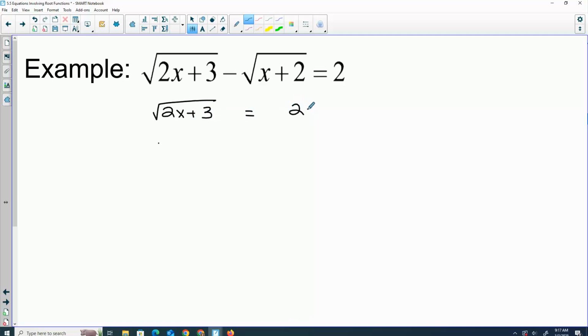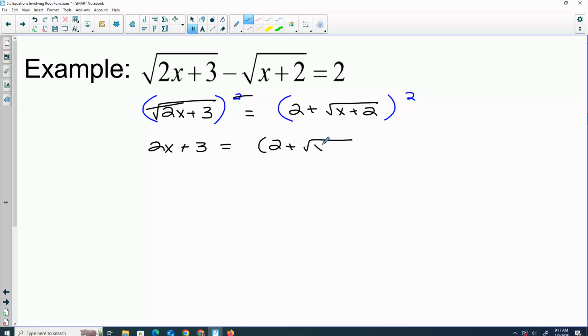This would be 2 plus square root of x plus 2. Right? We know that if we want to get rid of a square root, we can square, but we have to do it on each side. On the left, these cancel. On the right, that means I have this thing twice. So what do I have to do? I have to FOIL that.